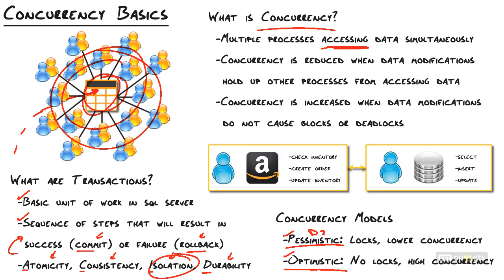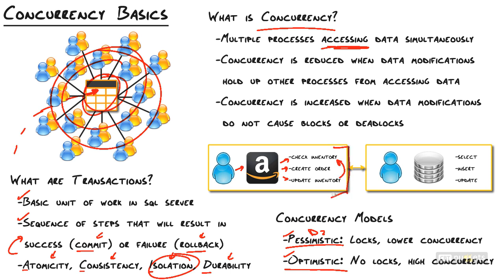Now, to really understand how transactions work, it helps to visualize a process. Let's say that we were on the internet, on Amazon's website, and we wanted to buy a product. I've oversimplified this for the example, because I'm sure ordering a product off Amazon is way more complex than this. But let's say we ordered a product and clicked the buy button. Amazon would check the inventory. If it was good, it would create the order. If that was good, then it would update the inventory with the new value.